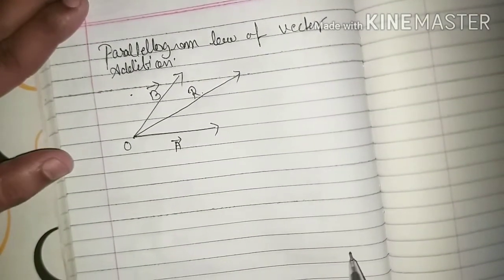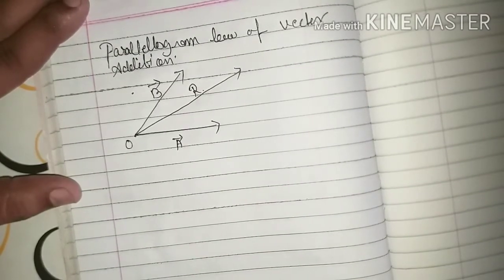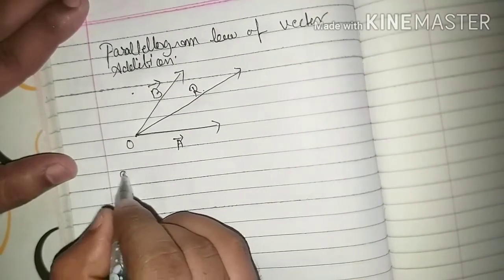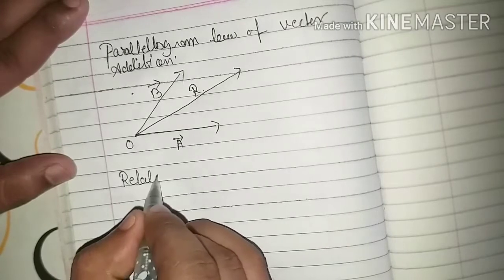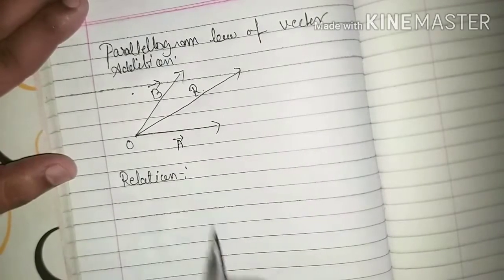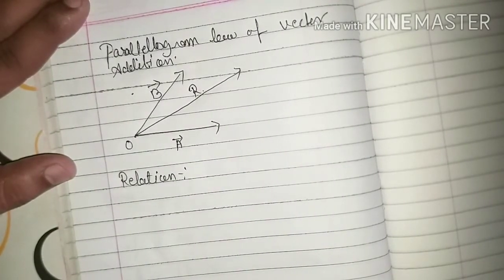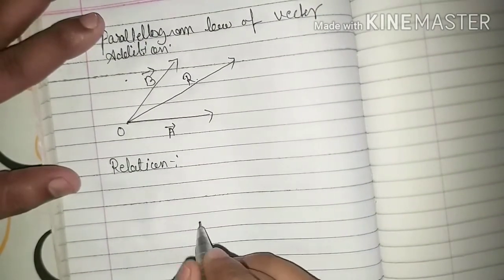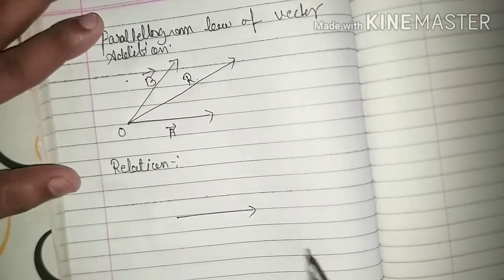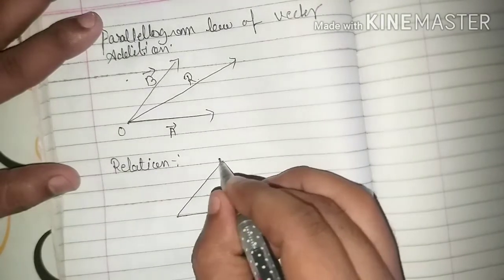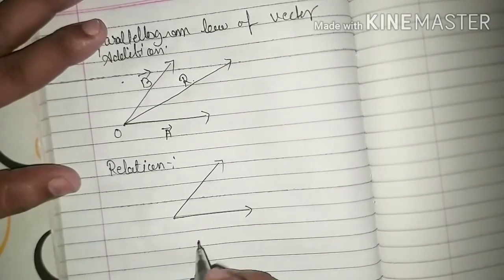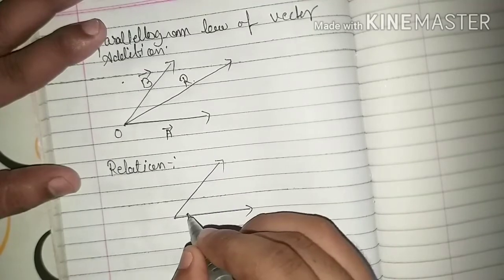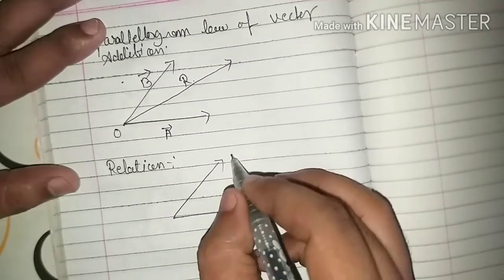Now we have to prove this. We have to derive the relation, so let's start. Once again, let's draw the first vector, and this is the second vector.